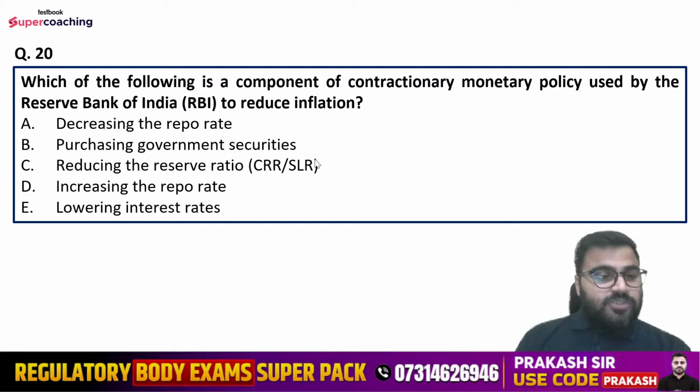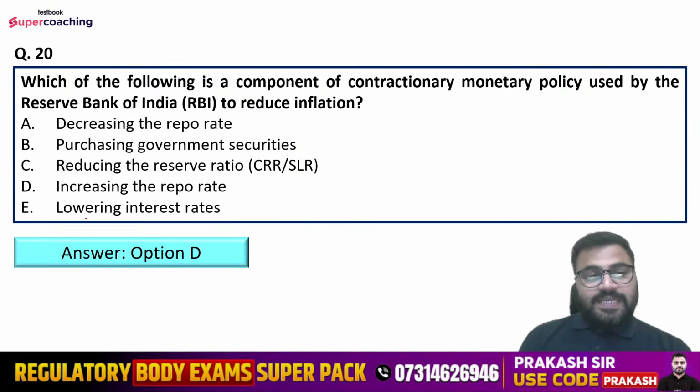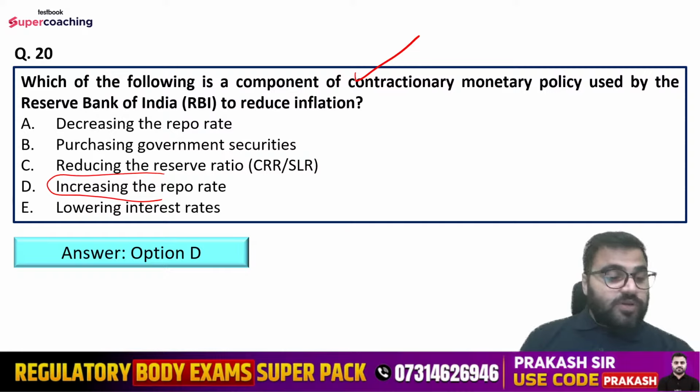So the right answer is option D here. Yes, that is increasing the repo rate. So when the repo rate is increased, that will lead to the contractionary monetary policy, right?